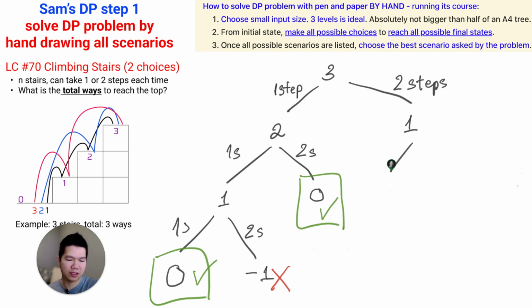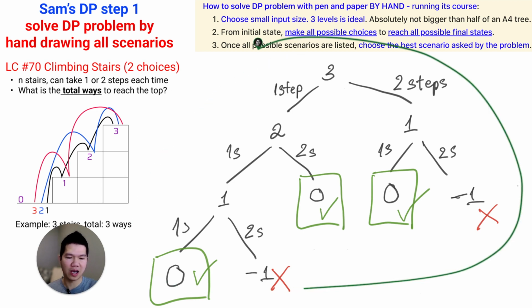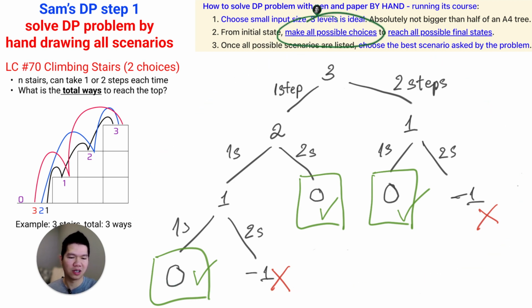So 1 step and 2 step. If we take 1 step, it's going to lead us to 0, which is our desired final state. If we take 2 steps from 1, it's going to lead us to -1, which is underground, and that is also a final state. So by now, we have made all possible choices to reach all possible final states.